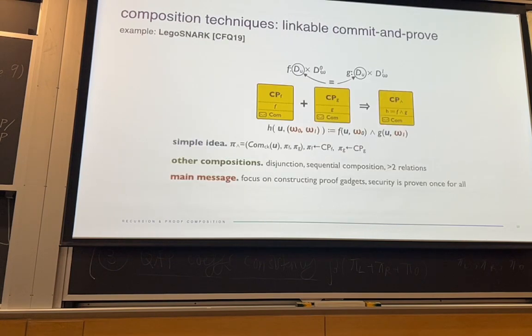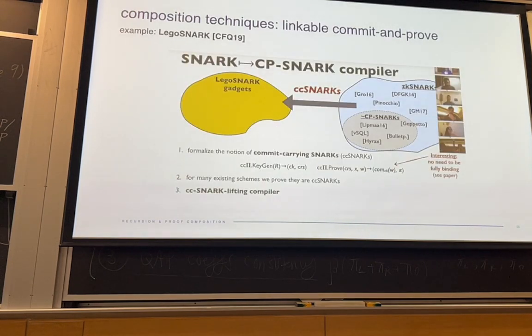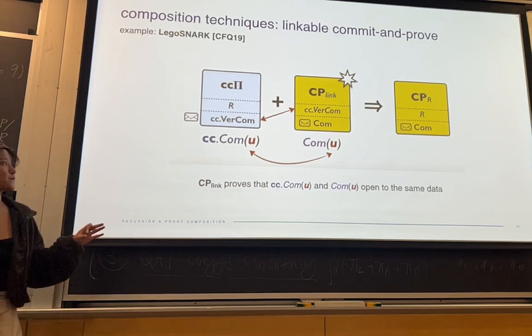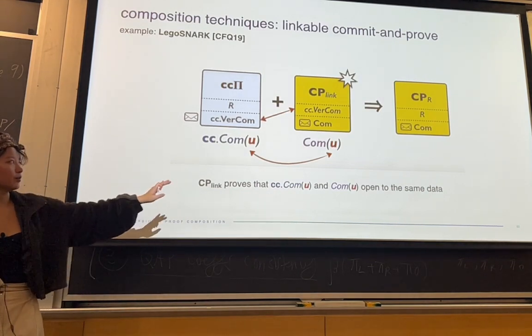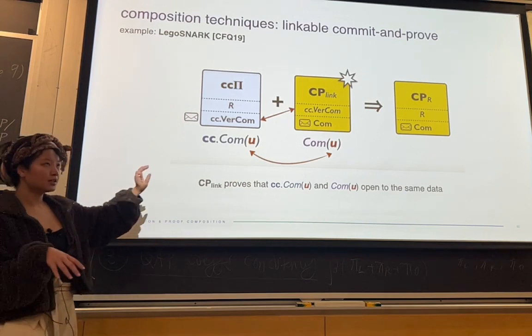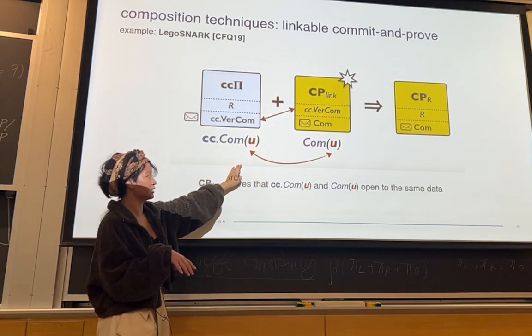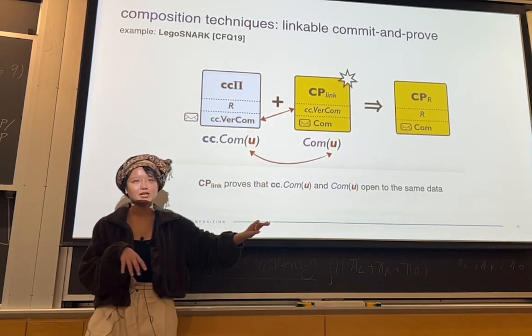There are other techniques for proof composition. So for example, commit and prove. There's a very nice paper called zkSNARK that basically allows you to share a witness across two different proofs and then later check that the two commitments provided by these two proofs, in fact, are commitments to the same underlying information.